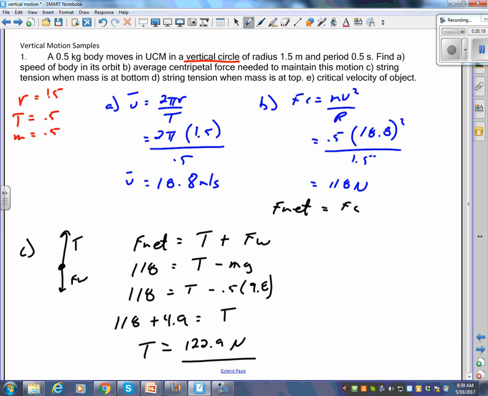Is my tension more at the bottom? Yes, I'm good. What kind of number am I going to get for tension at the top? It's going to be less than what, Connor? Less than 122.9 or less than 118? It will be less than 122.9, but it will also be less than 118. Okay? Do you want to try that on your own, or do you want me to show it?